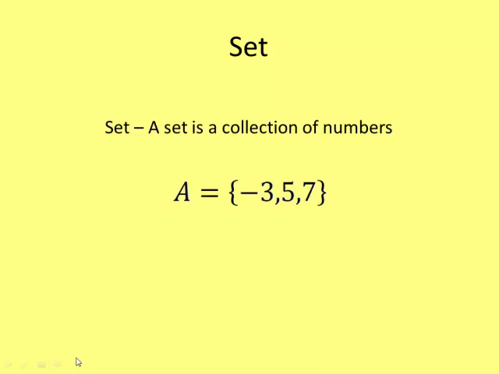So first, let's talk about a set. A set is a collection of numbers. So if we have the set A, and it contains these three values, -3, 5, and 7, we would read this as the set A contains -3, 5, and 7. And this is the way that it would be written with these curly braces.